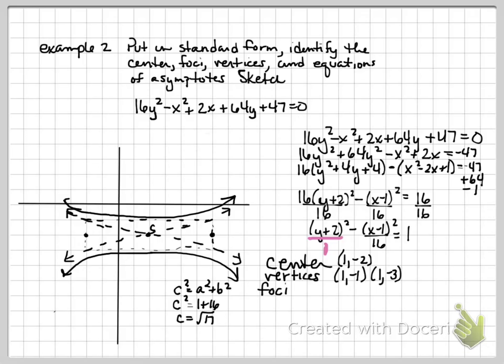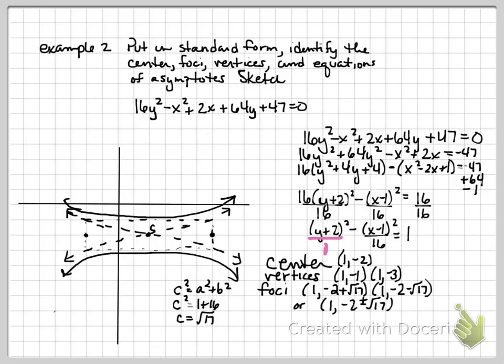If you look at our center and our vertices, all the x values are still the same. They're still going to be the same with our foci. So it's going to be 1, and it's going to be above and below our y value. So our y value from our center is negative 2, so to go above, we would add the square root of 17. And to go below, we would subtract the square root of 17. Or you could rewrite it as 1 comma negative 2 plus minus square root of 17.